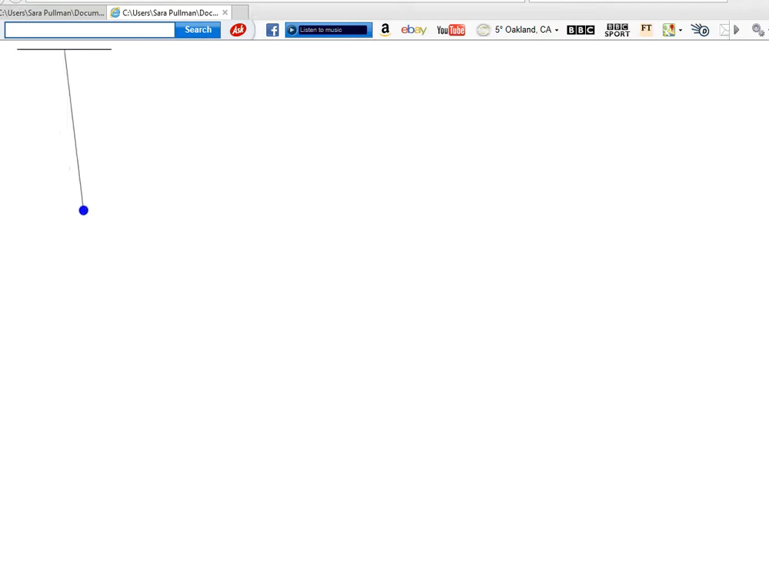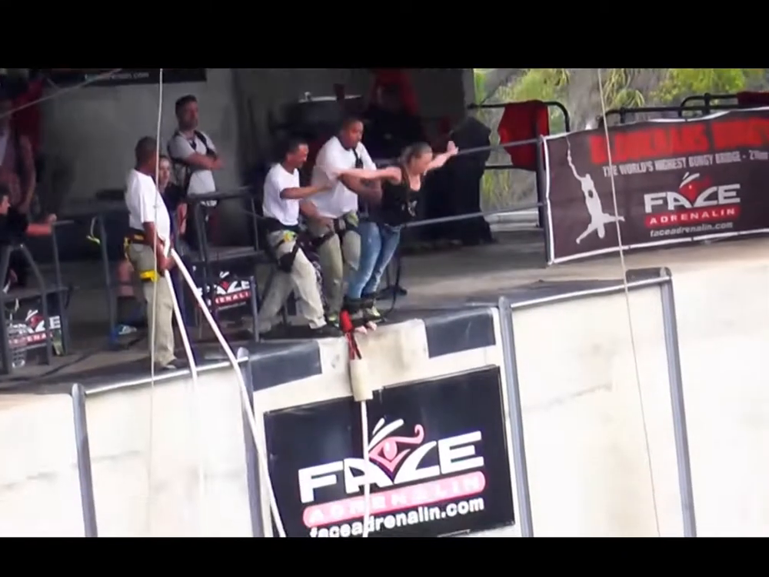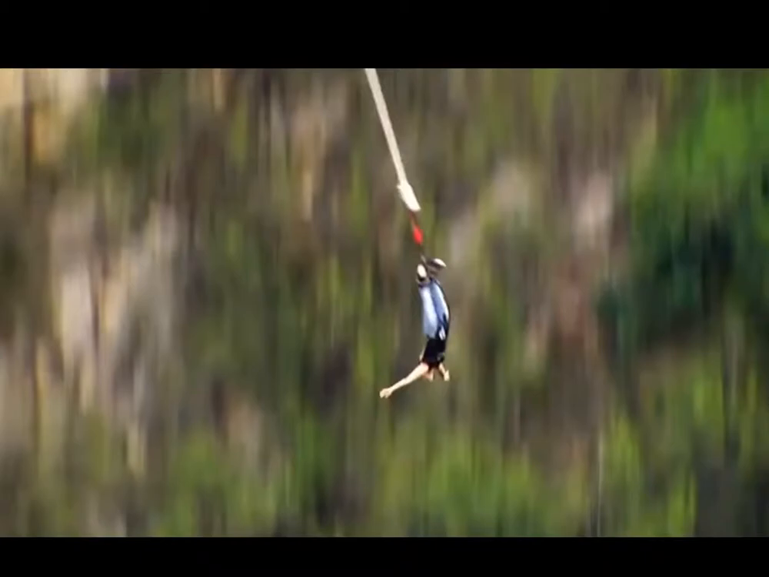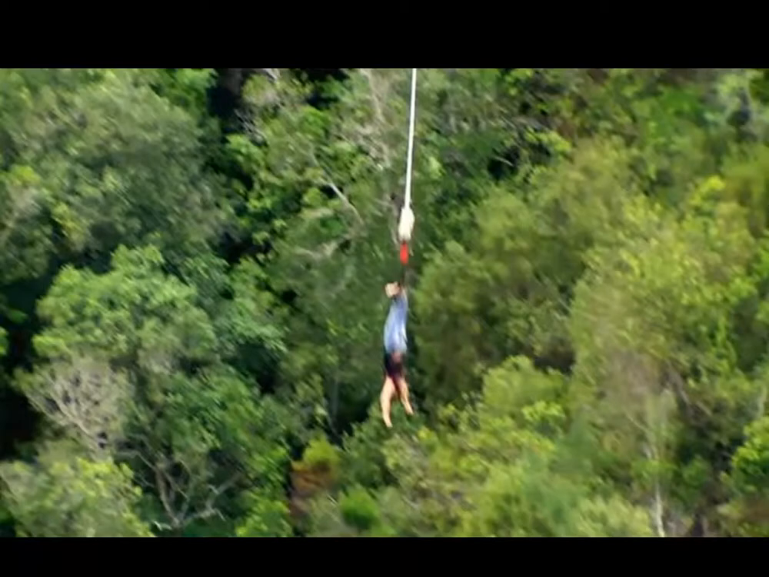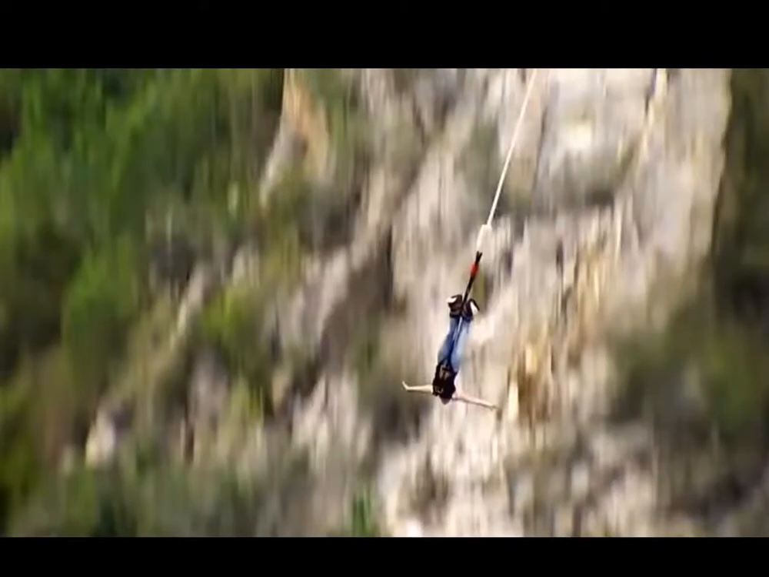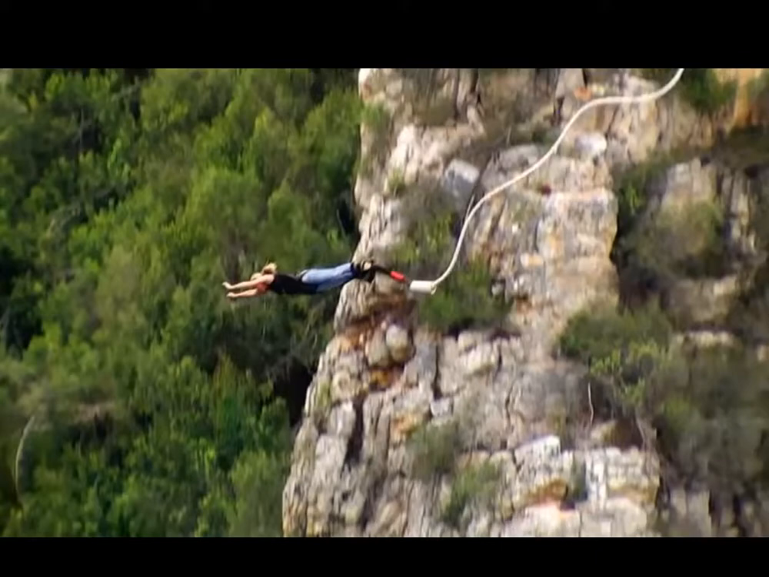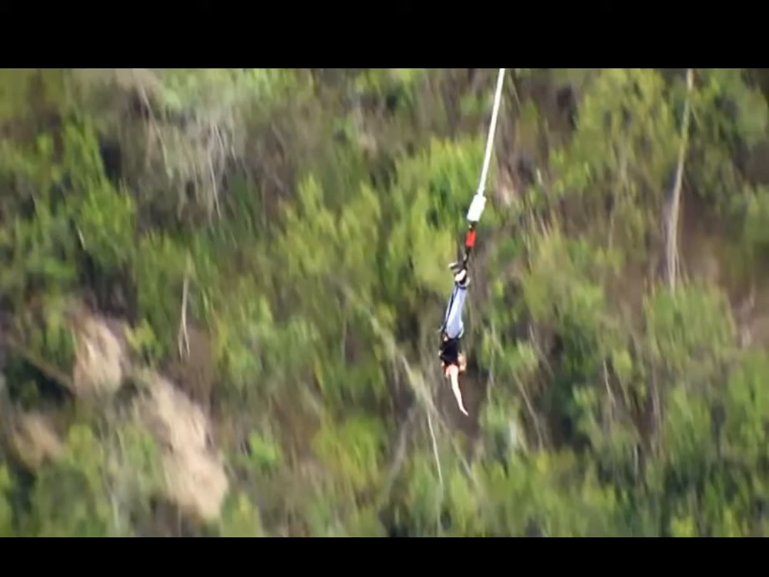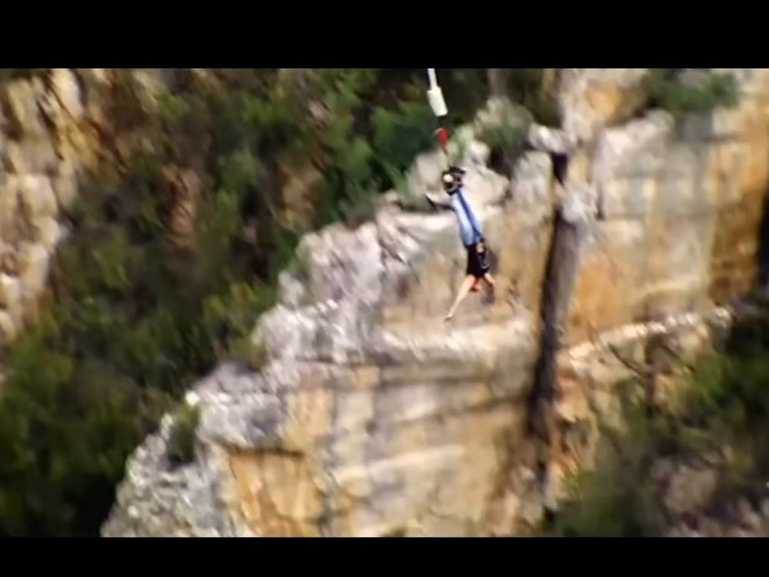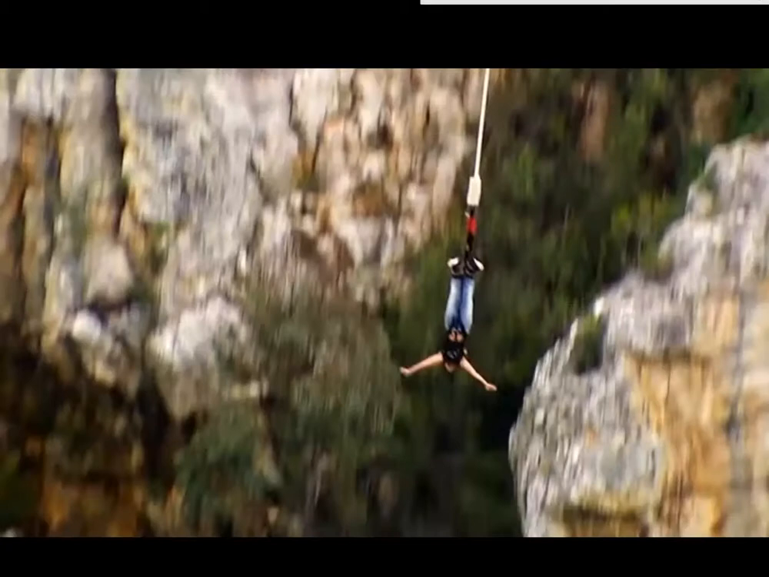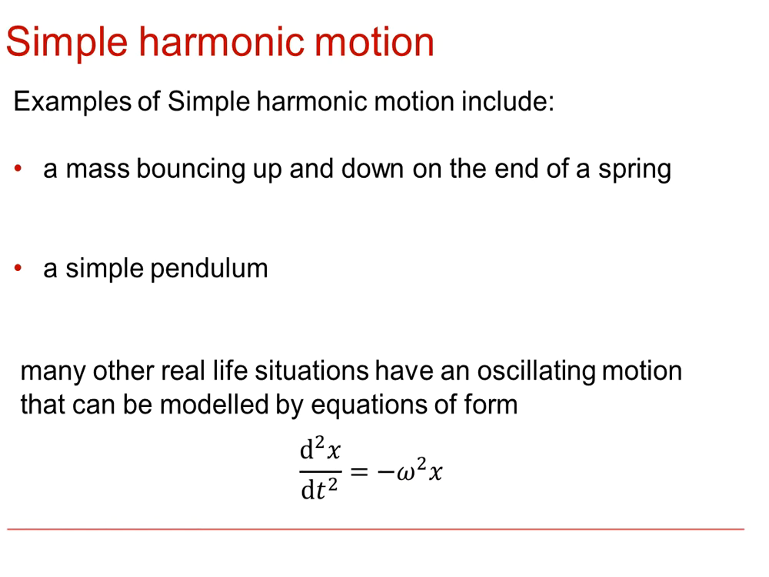And here a pendulum. And here possibly a combination of both. These are all examples of simple harmonic motion.